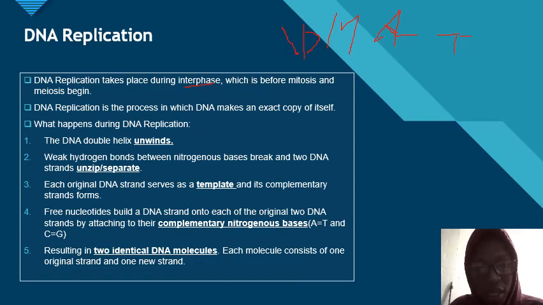And then what happens during DNA replication? The first stage is that the DNA double helix unwinds. Let's just pretend this is a DNA molecule. What happens is that it unwinds in such a way that the nitrogenous bases split. It unwinds, and so on, guys.